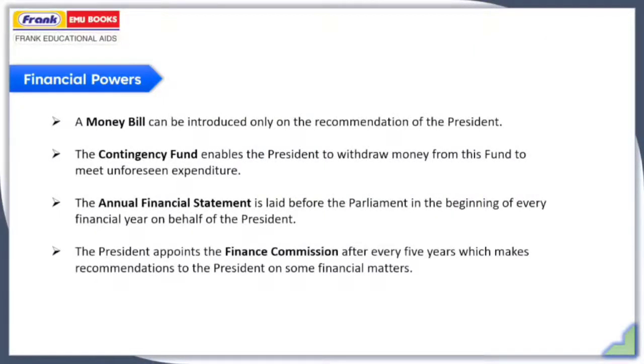Also, the President appoints the Finance Commission after every 5 years, which makes recommendations to the President on some financial matters. Actually, the Finance Commission is constituted to divide the revenue between state and center.